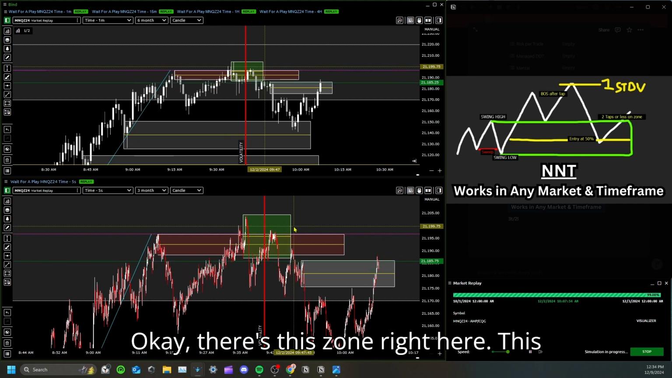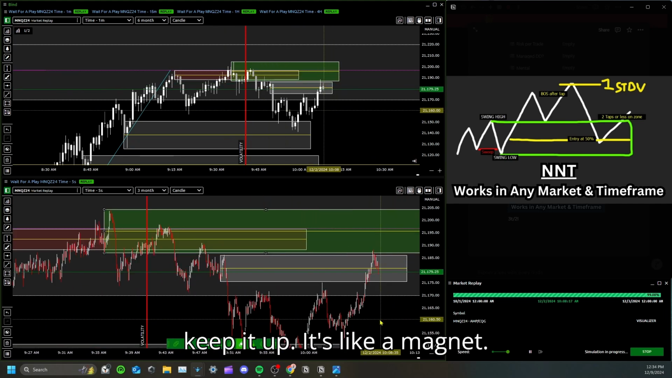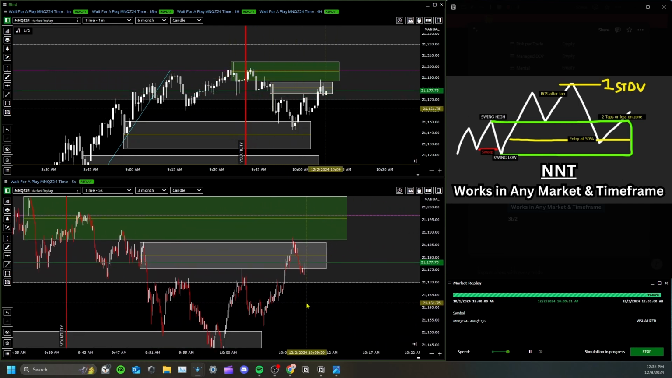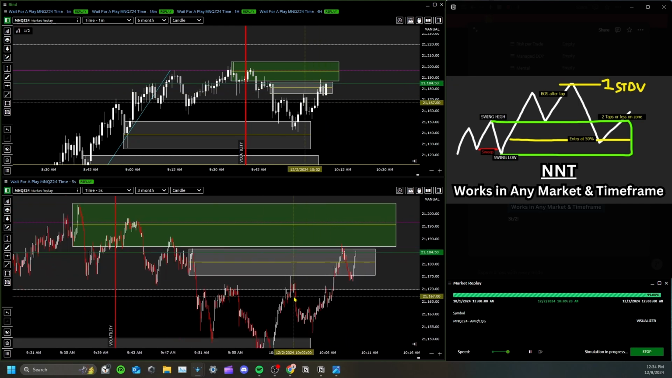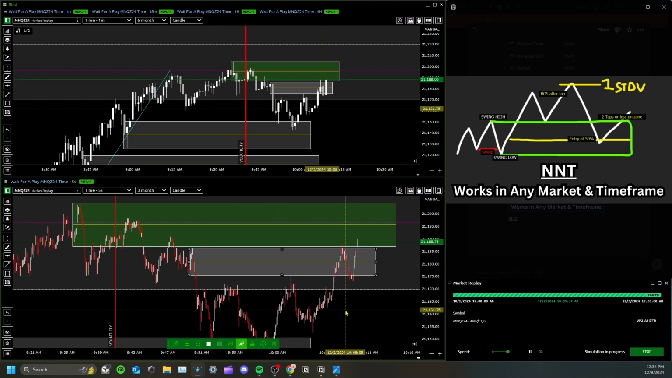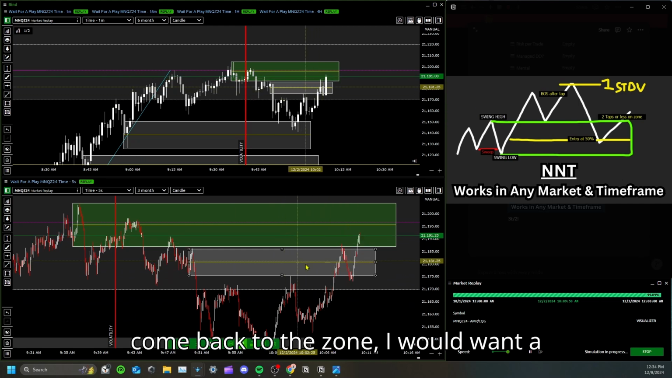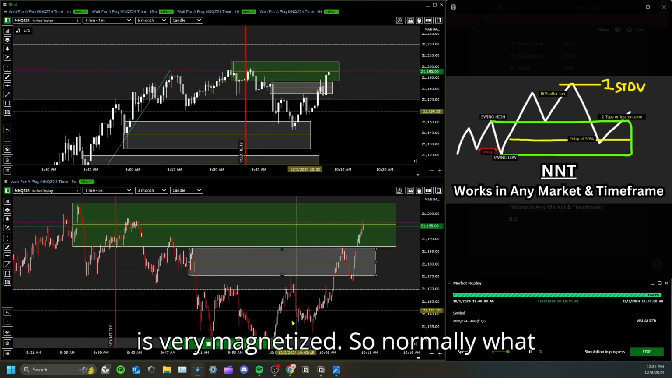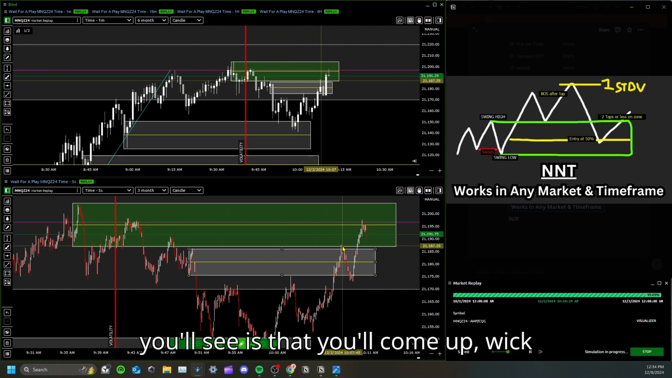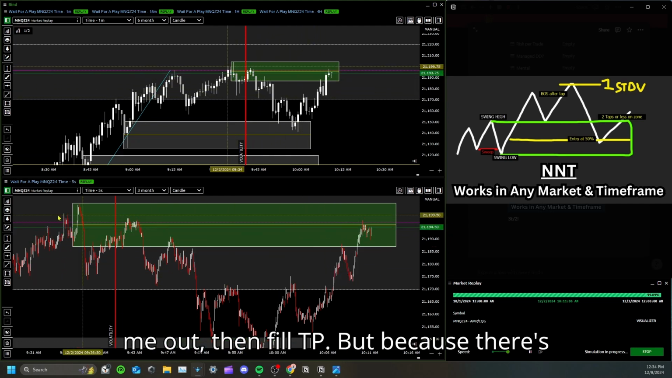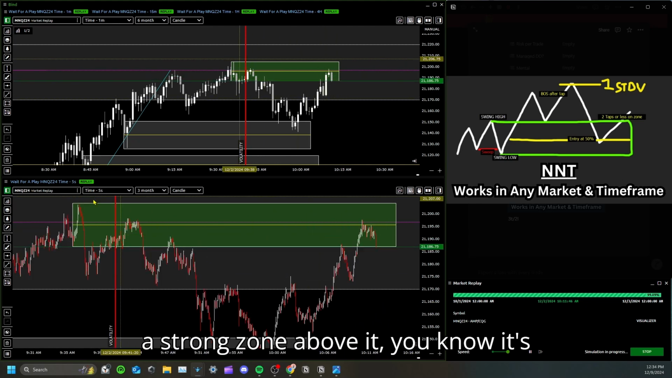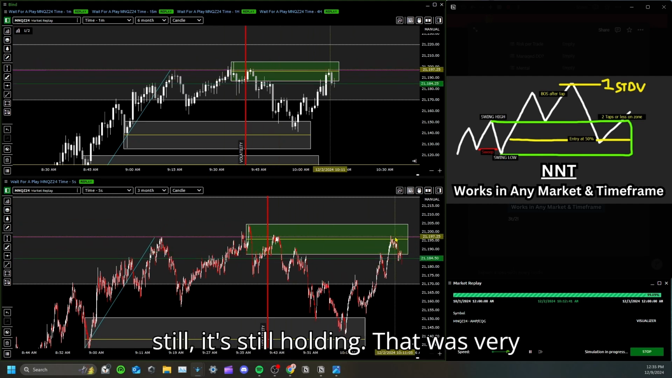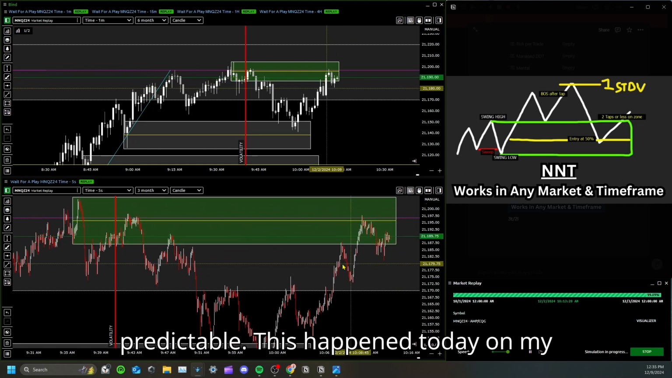Okay, there's this zone right here. This one is holding up pretty strong, so let's keep it up. It's like a magnet. The zone behind it, get rid of. Let's see here. And even if we did break structure and come back to the zone, I would want a strong reaction because the zone above is very magnetized. So normally what you'll see is that it'll come up, wick me out, and then fail TP. But because there's a strong zone above it, and you know it's strong because it's the first flip. See how strong it is? It's still holding. That was very predictable.